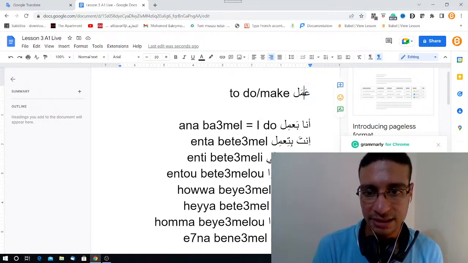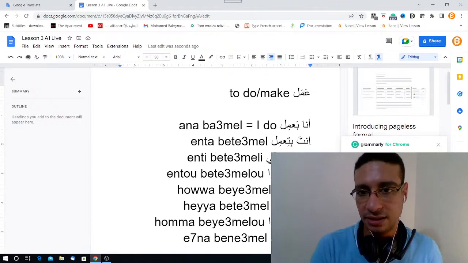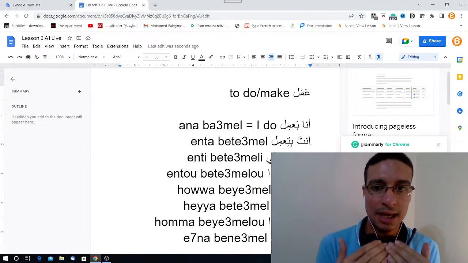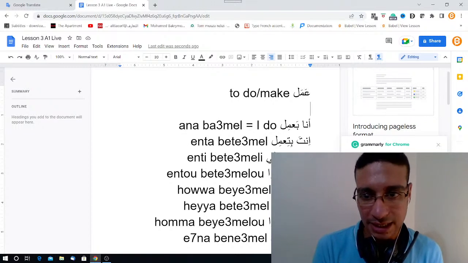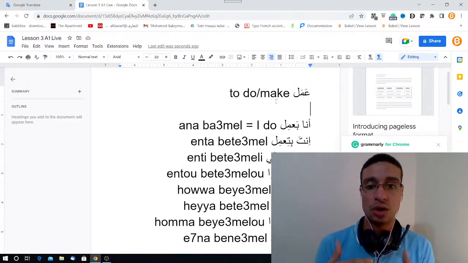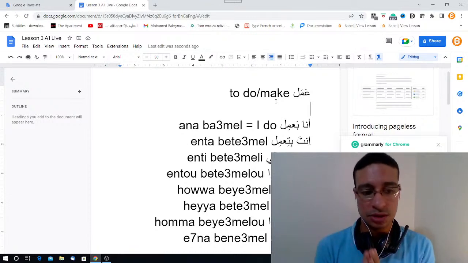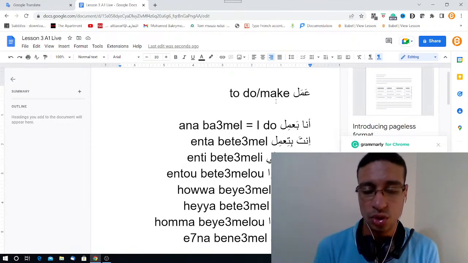Amal, here we have the ain and then mim, written like this, and then the lam. So amal, this small line above the ain and above the mim tells us to pronounce it a. Amal, not amil, not amol. Okay, amal, this is called fatha. So amal is to do or to make. In standard Arabic, this verb means to work, but in Egyptian Arabic, and actually in most dialects, amal means to do or to make.